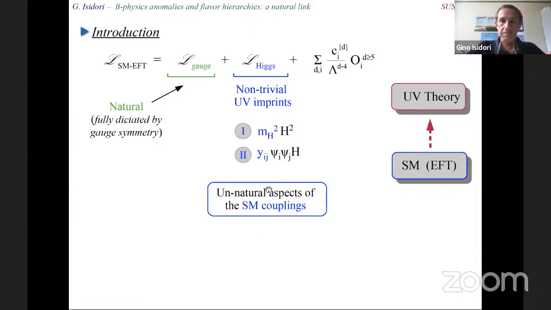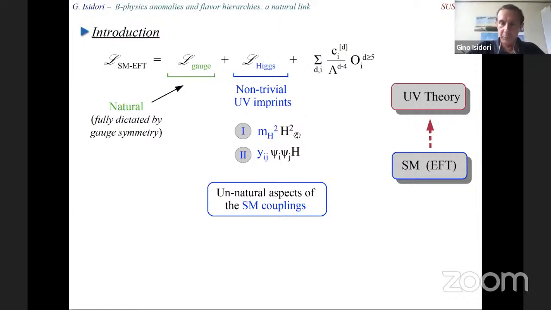As you know, the standard model Lagrangian has two pieces, the gauge and the Higgs sector. The gauge sector is very natural: we have three natural couplings of order 1. It is the Higgs sector which is not natural. We are all convinced that the Higgs structure contains some imprint of its UV completion, and these imprints are there in the couplings, which are the Higgs mass and the Yukawa couplings.